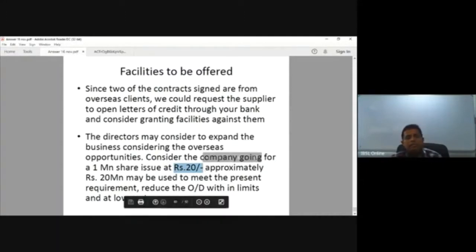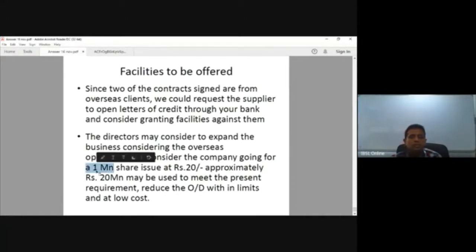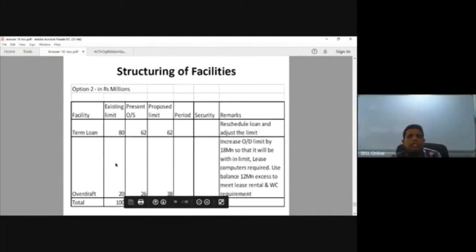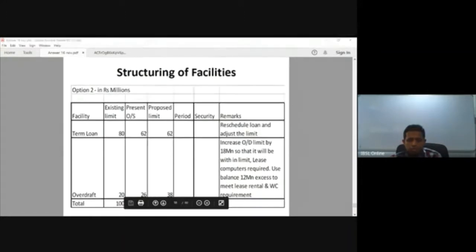And here, if you declare a dividend, this additional 1 million shares we will have to take into account when you declare the dividend also. Make sure that your profits will be increased at least by that amount next year. Right. If you do have any question, you can ask now.